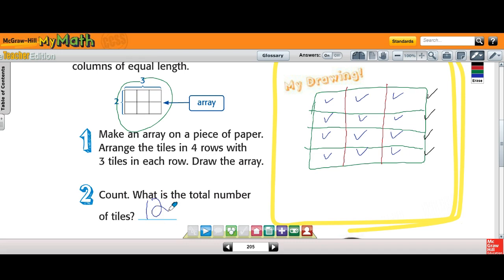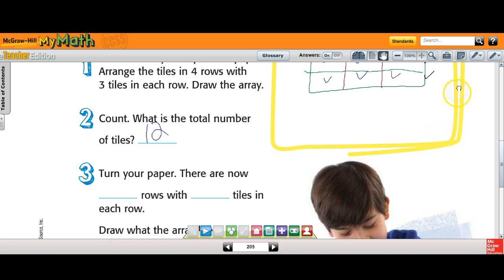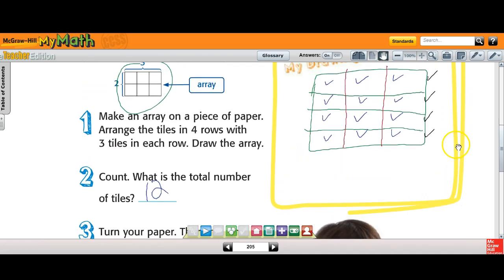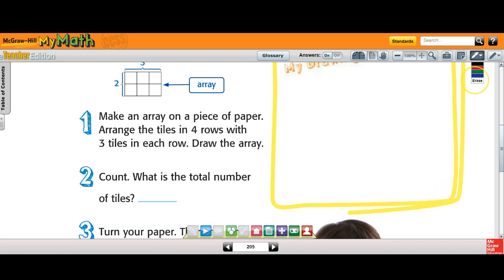Well, let's see what they have. Okay. So turn your paper. There are now blank rows with blank tiles in each row. So if I turned it now, it's going to look something like this. And I'm going to do with 3. Okay, I still have how many total? 12. Sorry, I'm going to erase the whole thing.